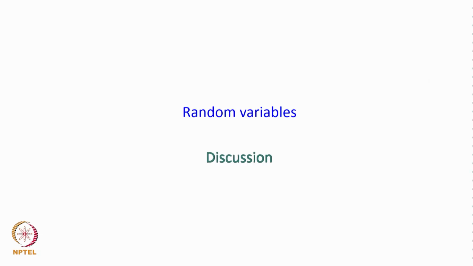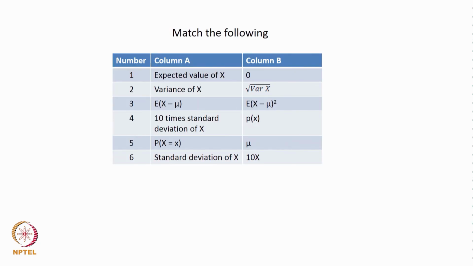Now, let us continue this with a discussion on the random variables. So, we begin with a simple match the following example. So, there are 6 items, expected value of x takes mu, which is here. So, which is given by this, expected value of x is mu, variance of x is the expected value of x minus mu the whole square, expected value of x minus mu will be 0, 10 times standard deviation of x is 10 sigma if sigma is the standard deviation, probability of capital X equal to small x is p of x, and standard deviation of x is the root of the variance of x.